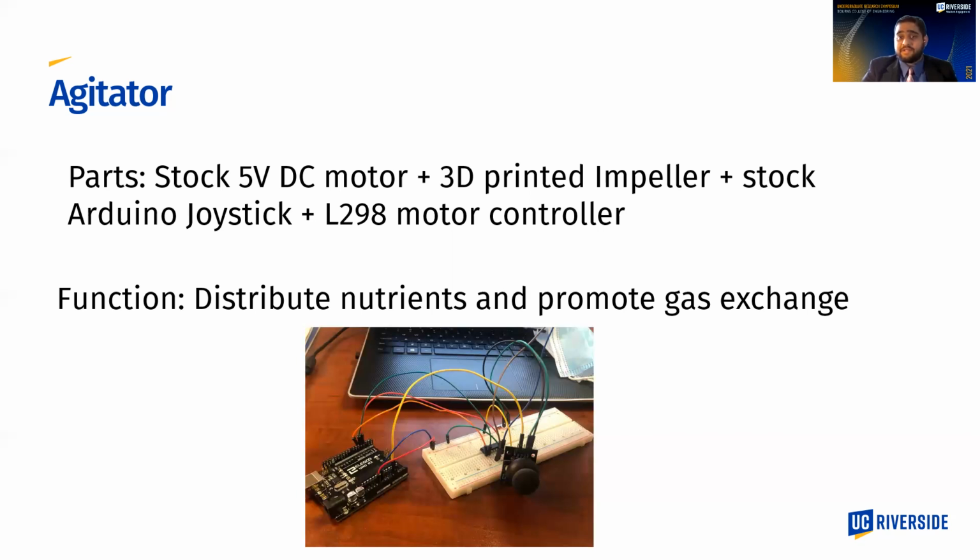And for photobioreactors at large cell densities, this is important so that every cell can have access to light. Now, I made this using a stock 5-volt DC motor, which comes with most, if not all, Arduino kits, a 3D printed impeller, an impeller being the opposite of a propeller, which instead pulls up water instead of pushes it.